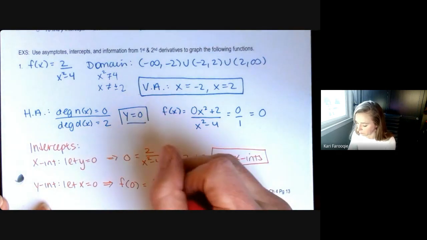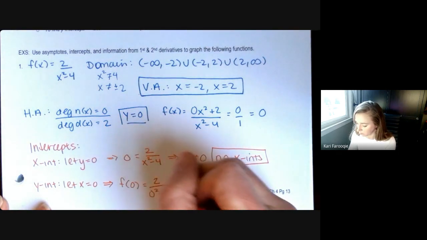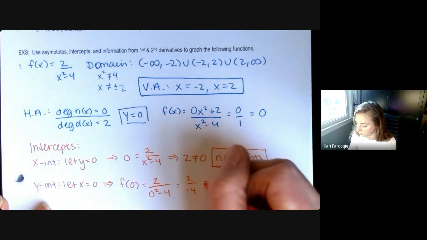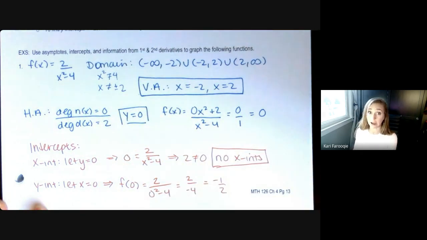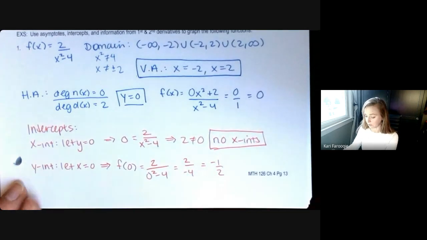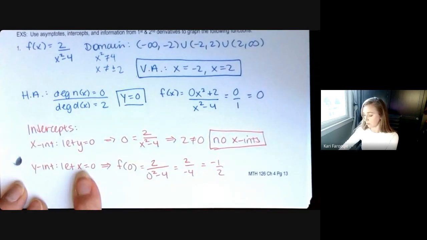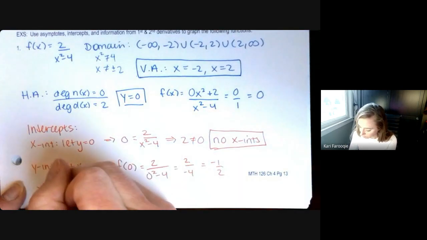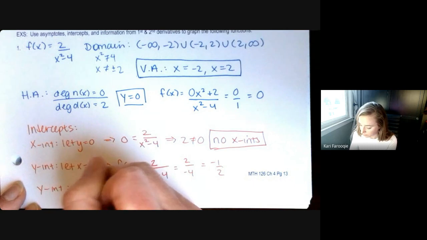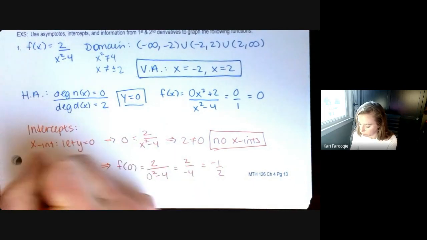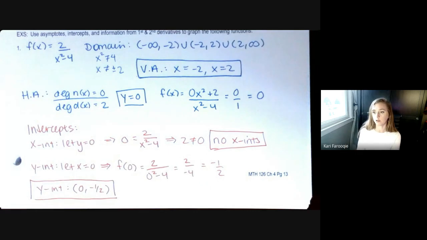So this will be 2 divided by 0 squared minus 4. Well, that's 2 divided by negative 4, which is negative a half when we simplify. So we do have a y-intercept in this case. When x is 0, y equals negative a half. So we have a y-intercept at that point. And that's an important conclusion. Put a box around it so we don't lose it for later.